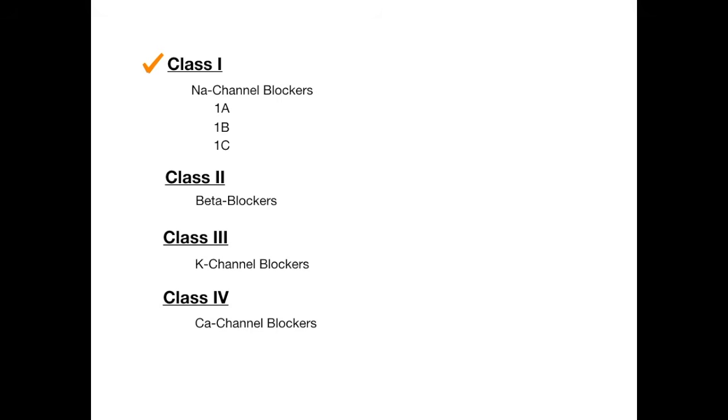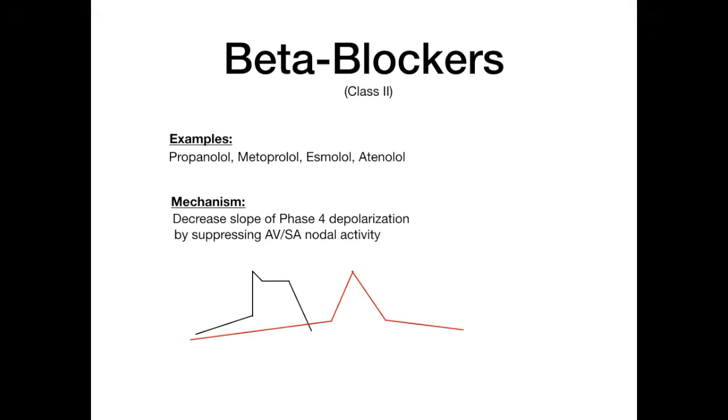So we've talked about our class 1 agents. We've used some stupid mnemonics, but I hope that you paid special attention to how it changes the cardiac action potential, what the mechanism is, and what the main adverse drug reactions are. So now let's talk about class 2. Class 2 are the beta blockers. And beta blockers, I'm sure you're a little bit familiar with. These are things that end in olol, right?